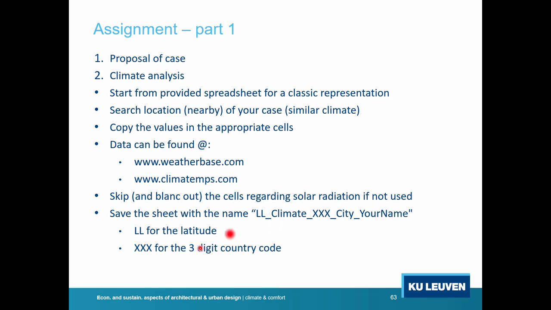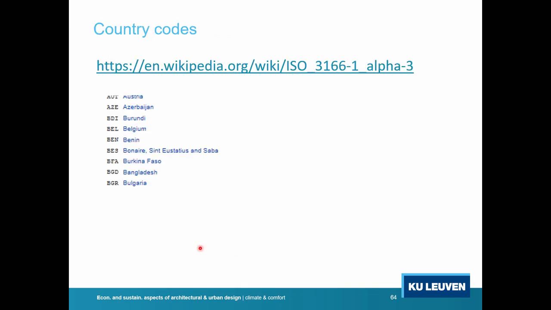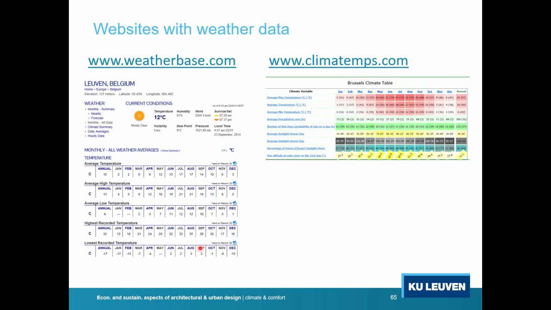The latitude is just 2 numbers, and then the country code, which you can typically find on Wikipedia, for example, so it should be 3 letters. For now, you don't need to hand it in yet. I will put it on Toledo, in the discussion forum where you can then upload everything. There is no deadline yet. You will need to present it in 2 weeks' time, so by then it should be ready, but not by next week, so you have time to do this.